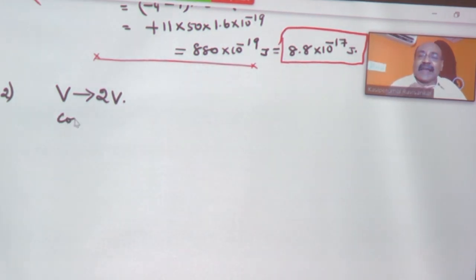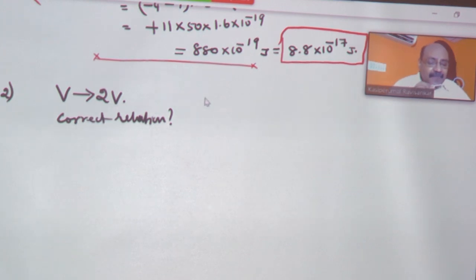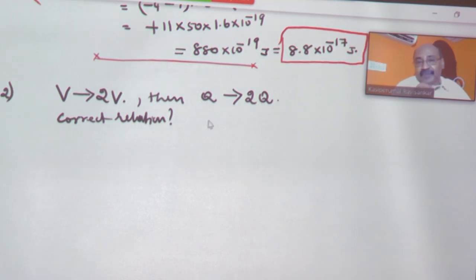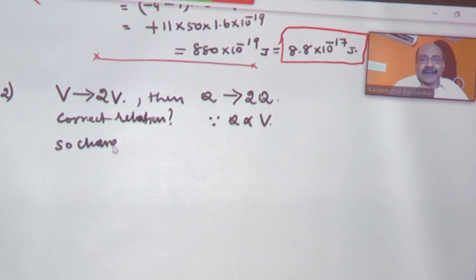You are asked to consider the correct statement given. When the voltage increases from V to 2V, automatically the value of Q will increase to 2Q, since Q is directly proportional to V. So the charge gets doubled.